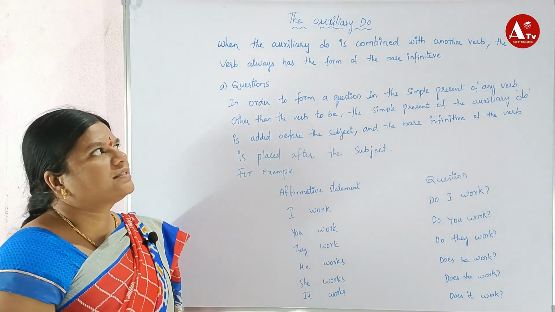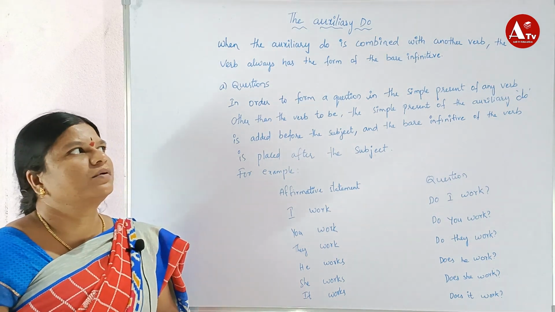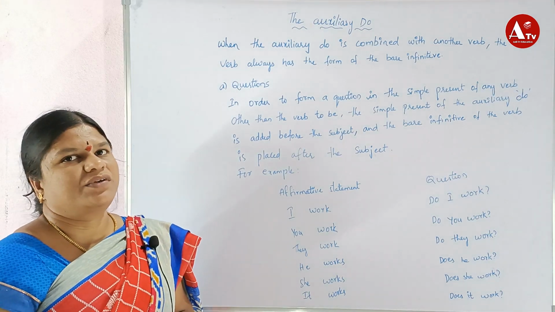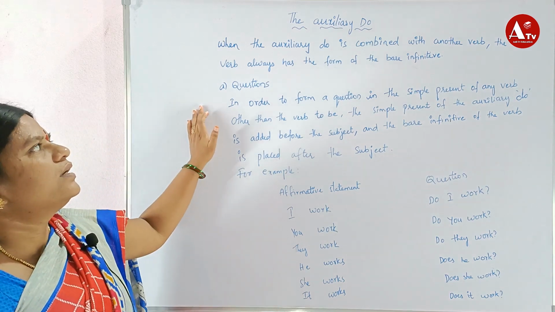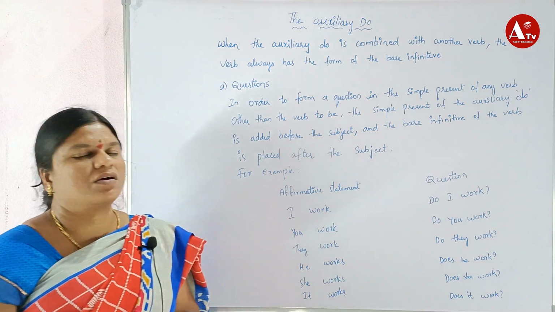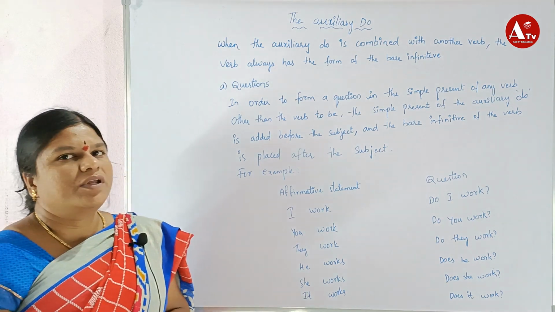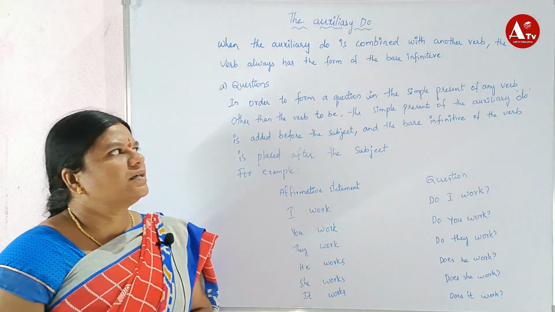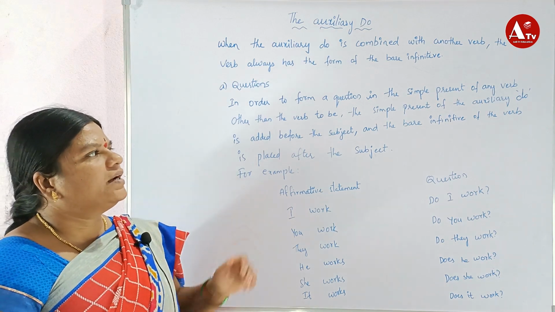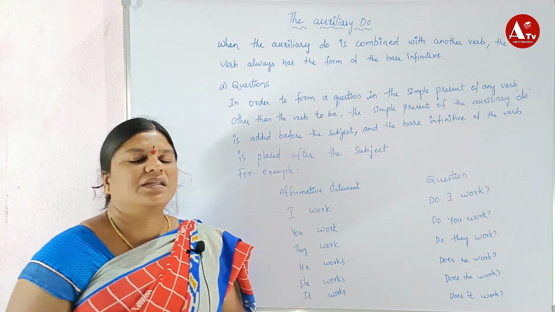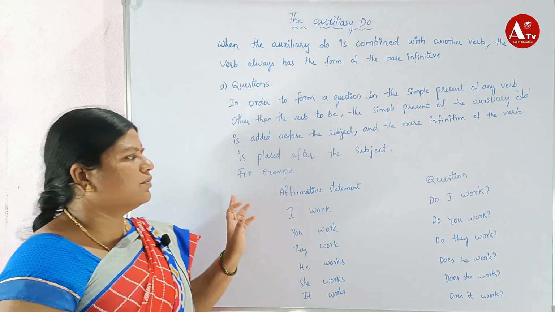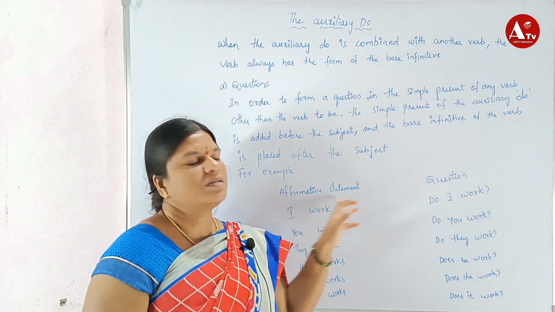Now, when the auxiliary do is combined with another verb, the other verb always has the form of the base infinitive. First one, questions. In order to form a question in the simple present of any verb, the simple present of the auxiliary verb do is added before the subject, and the base infinitive of the verb is placed after the subject. So here are examples, affirmative statements and questions.